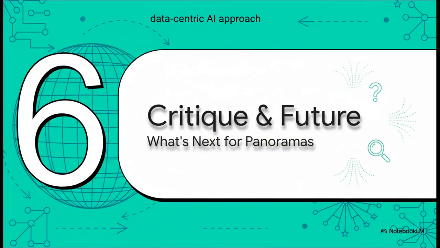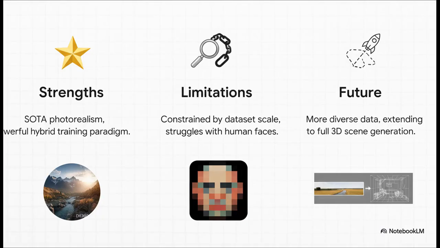Okay, so we've established that DiT360 is a huge step forward, a new state-of-the-art. But of course, no research is ever perfect or finished. So let's take a step back and give this a fair, balanced critique and talk about where this is all going. So the strengths are pretty obvious. This model is the new king of the hill for making realistic panoramas. And the core idea, hybrid training, is a fantastic gift to the entire AI community. It's a strategy that could be used to solve all sorts of data scarcity problems.